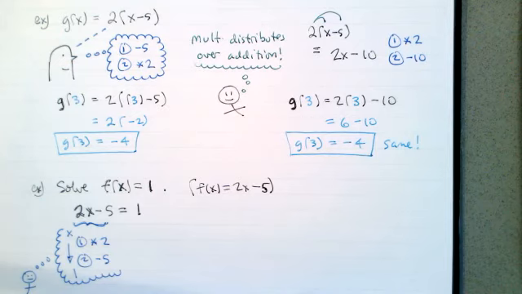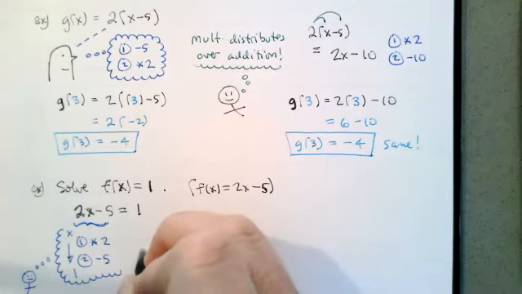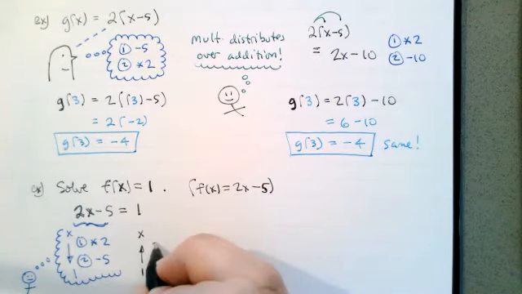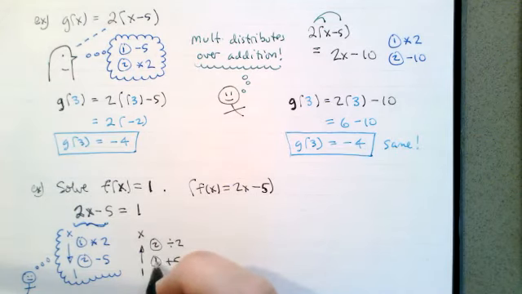Because then you can come up with a plan for undoing what happened. We solve by performing inverse operations in reverse order. So we want to turn a 1 back into an x. First, we're going to undo the subtracting of 5, so we add 5. And second, we undo multiply by 2 with divide by 2. This is my plan for solving.